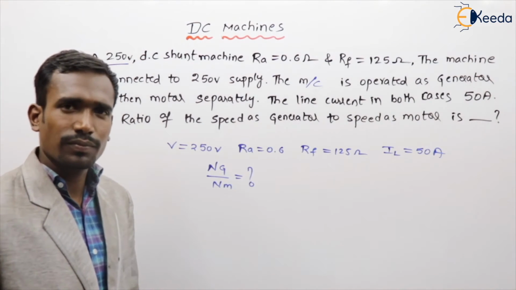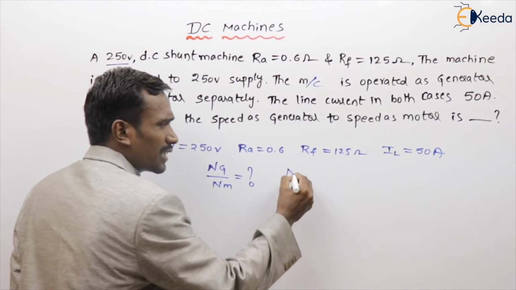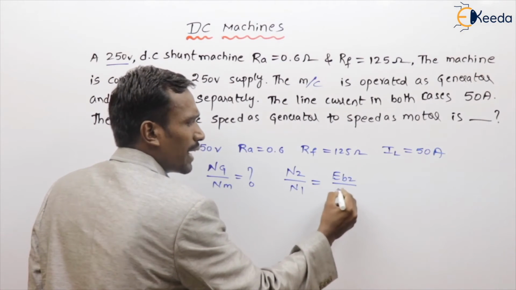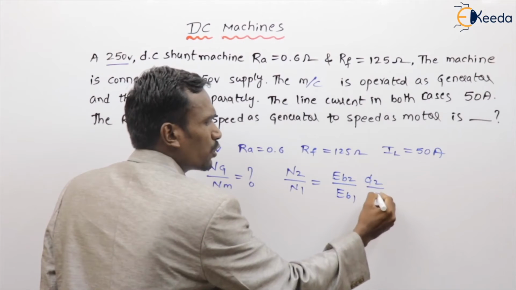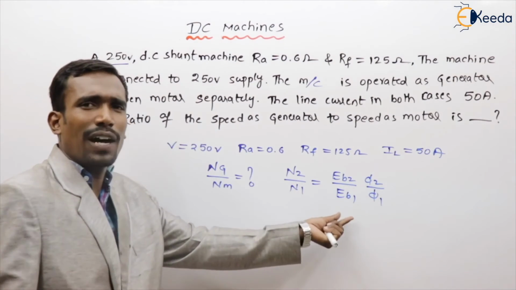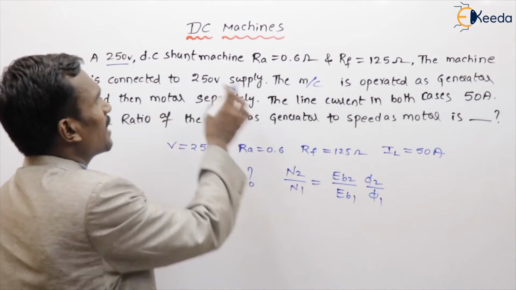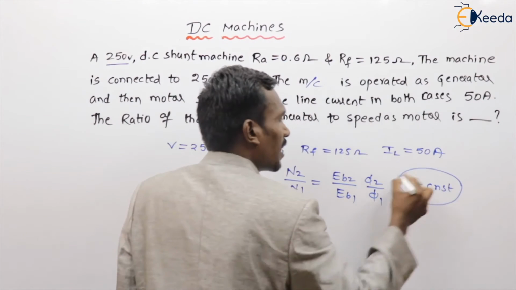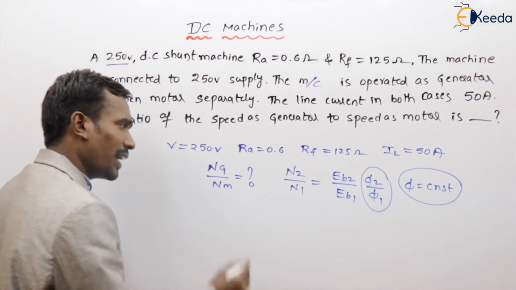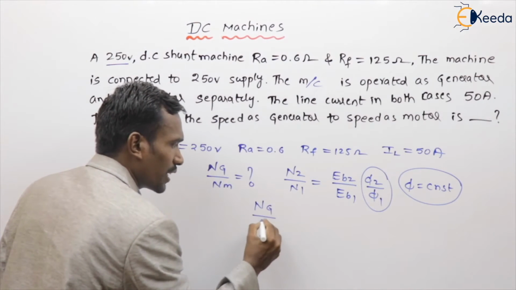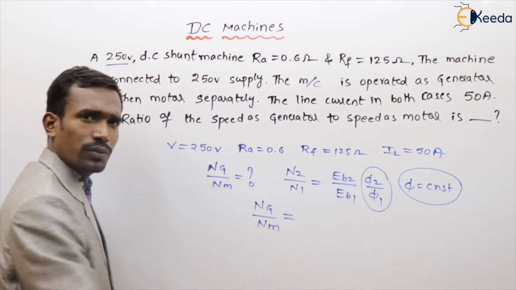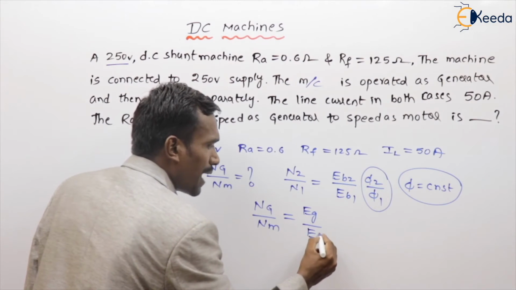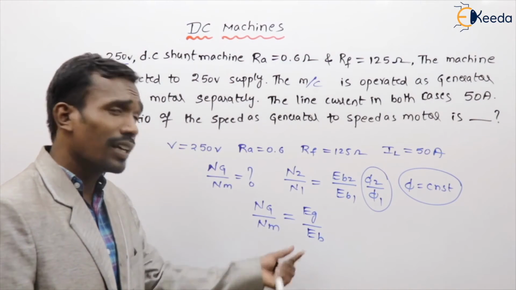This is the question. First, generally the formula is N2 by N1 equals EB2 by EB1 into phi 2 by phi 1. This is the formula you have to know. But here, in the DC shunt machine, the flux is constant. Then what is the formula? The speed in generator to the speed in motor equals generated EMF, for generator, and back EMF, for motor. Tell me the answer.